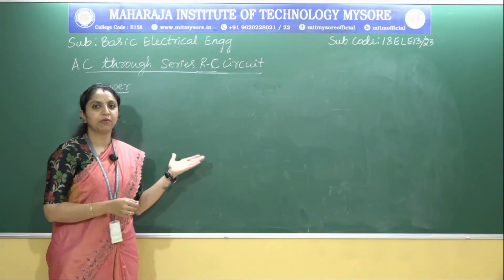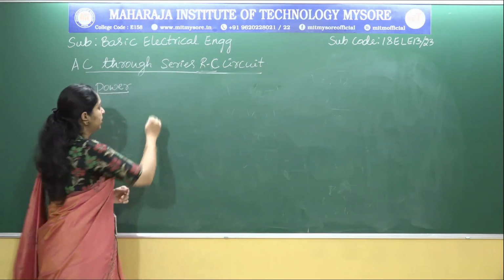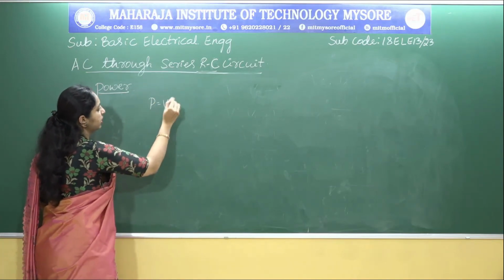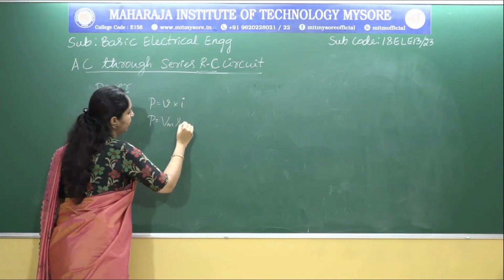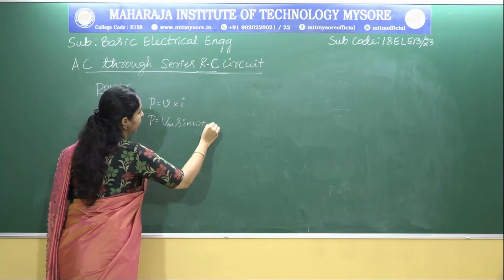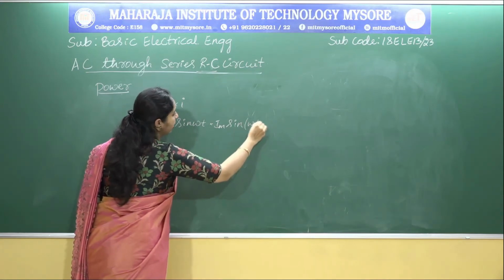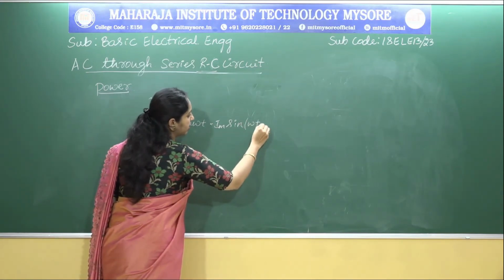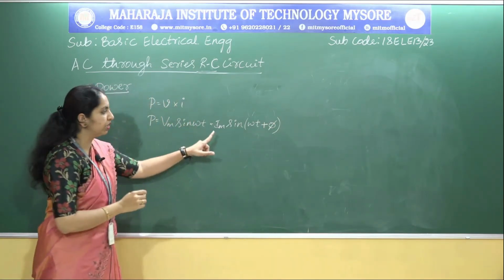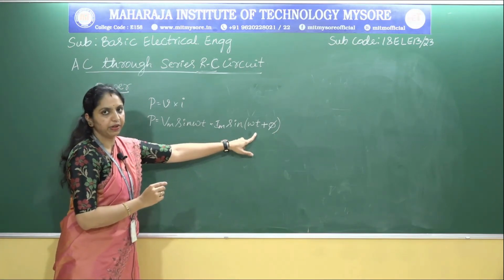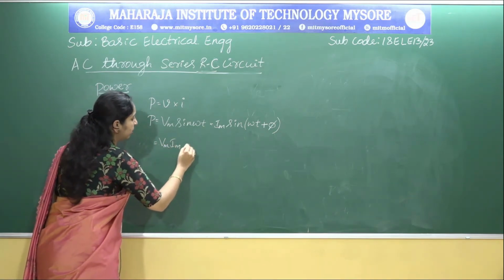Next we shall see the power in a series RC circuit, which is again similar to the RL circuit. Instantaneous power can be expressed as instantaneous voltage into instantaneous current. So P is equal to, we know that Vm sin omega t, and I is equal to Im sin omega t. Since the phi is leading, we are going to have the I equation as Im sin (omega t plus phi). Now simplify this expression again.